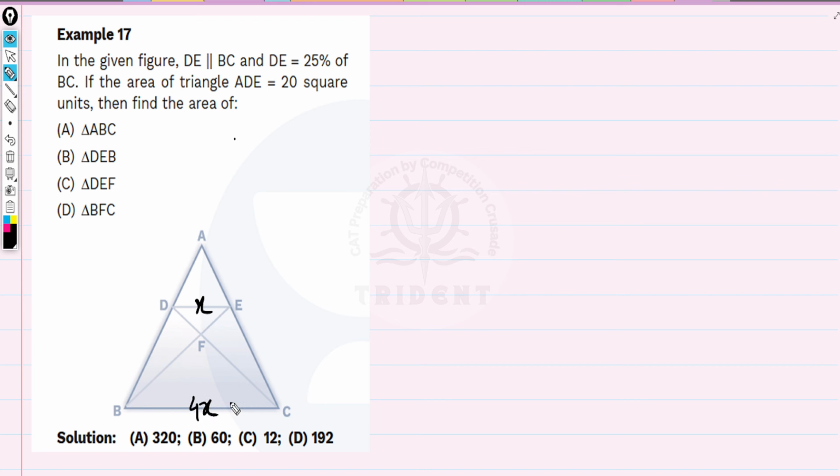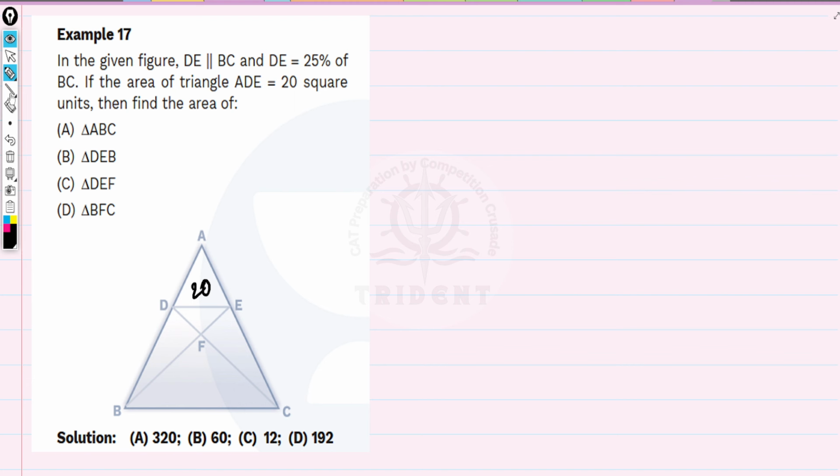Okay, that is one of those ideas. Basically, I'm just converting the percentage into a ratio, right? Now it is given that the area of the triangle ADE is 20 square units. Find the area of the remaining triangles. So one thing I need to understand is that this part is already 20, that is given to me, and I need to find out the other triangles.